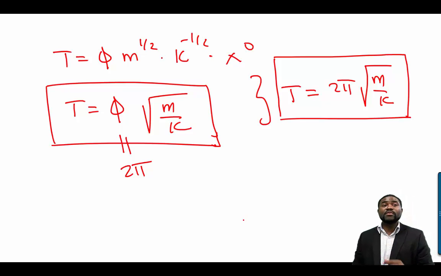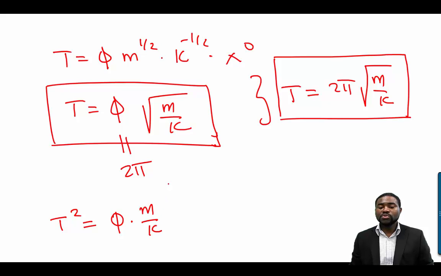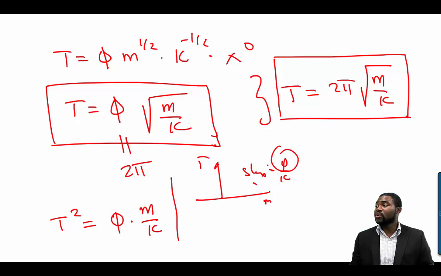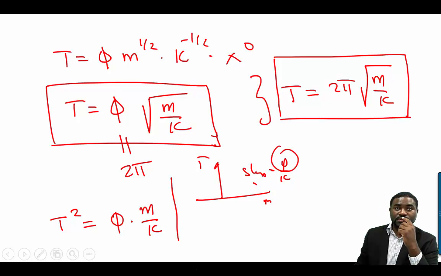Let me show you how. Look up, everybody. T squared is equal to a constant multiplied by M over K. Which means that if you determine the period of oscillation for different masses, and you plot a graph of T squared against M, the slope will be the constant over K. And therefore, from the slope, you can determine the constant, right? Because the spring given to you will have a certain spring constant.